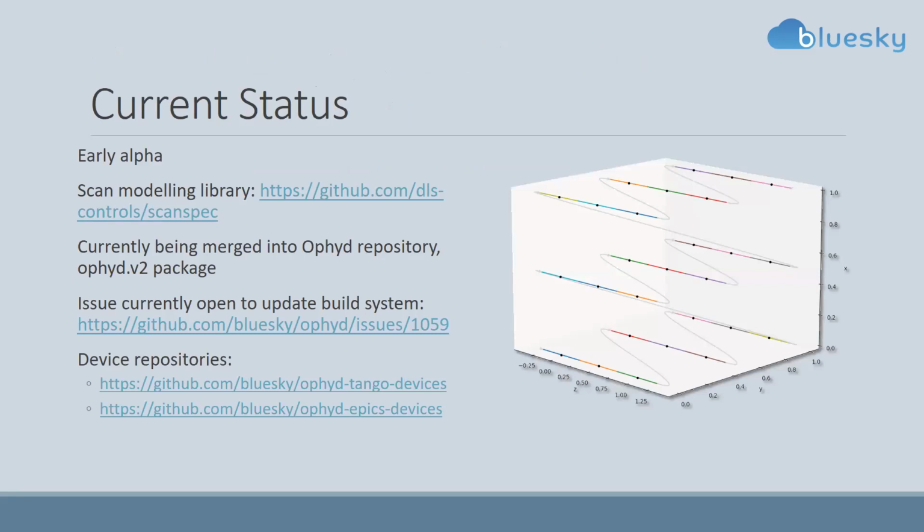So where is Ophyd v2 at the moment? It's in early alpha. We've developed a library to model the hardware triggered scans. It's called ScanSpec. That's a plot from it of a trajectory scan. And Ophyd v2 is currently being merged into a package in the main Ophyd repository. So eager early adopters will get the opportunity to play with it relatively soon. I believe Tom back home is currently working on this issue, updating the build system. He's also started on separating Ophyd devices out into separate repositories to avoid the code load that we've had before.